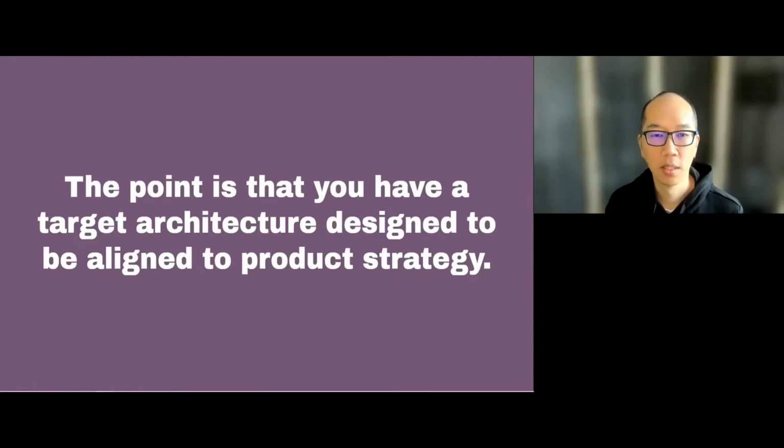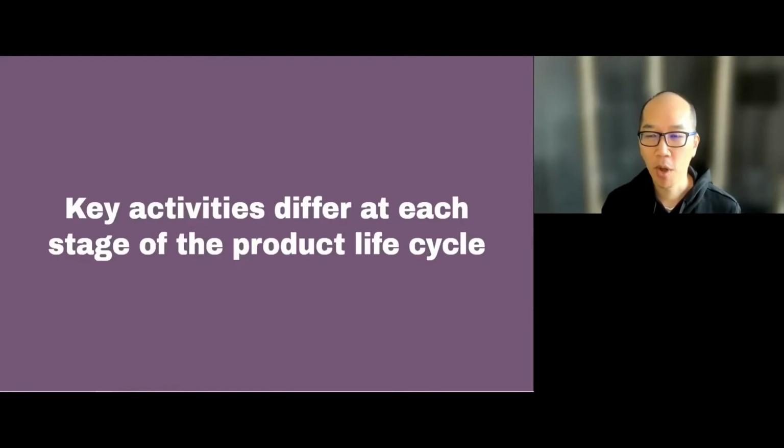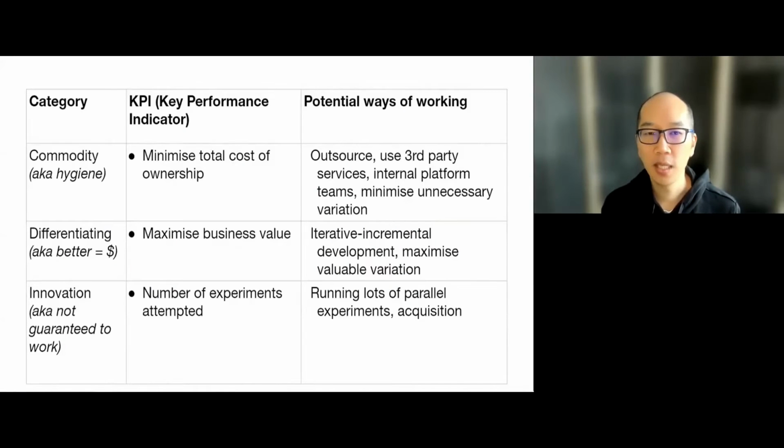aligned to product strategy. Okay, the third part of BAPO is process, which essentially means ways of working. Again, key activities differ at each stage of the product lifecycle. So if we look at commodity, the type of ways of working really is about outsourcing, using third-party services, internal platform teams, minimizing unnecessary variation. Whereas differentiating, that's more iterative incremental development, your kind of stereotypical agile approach, maximizing valuable variation. Finally, in the innovation category, you're looking at running lots of parallel experiments, or even acquisition, so acquiring another company in order to get capability.